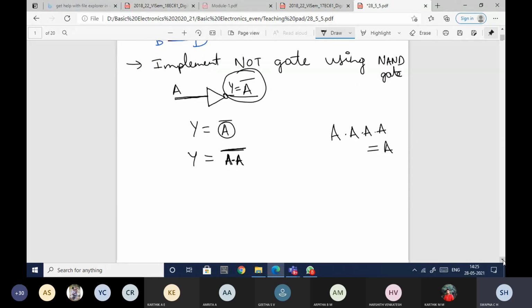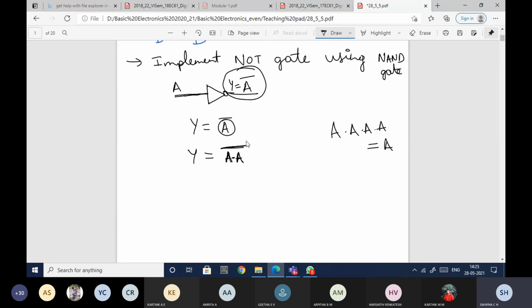Now let us try to implement it using NAND gate. I will take the NAND gate, but I should have two inputs, and here both my inputs are A only. Instead of giving A separately like this, I can just connect this to here. Will it change the meaning? No, ma'am. Now both the inputs are A only. So what will be your output? Y is equal to A dot A whole bar, AND operation between this A and here also I have A.